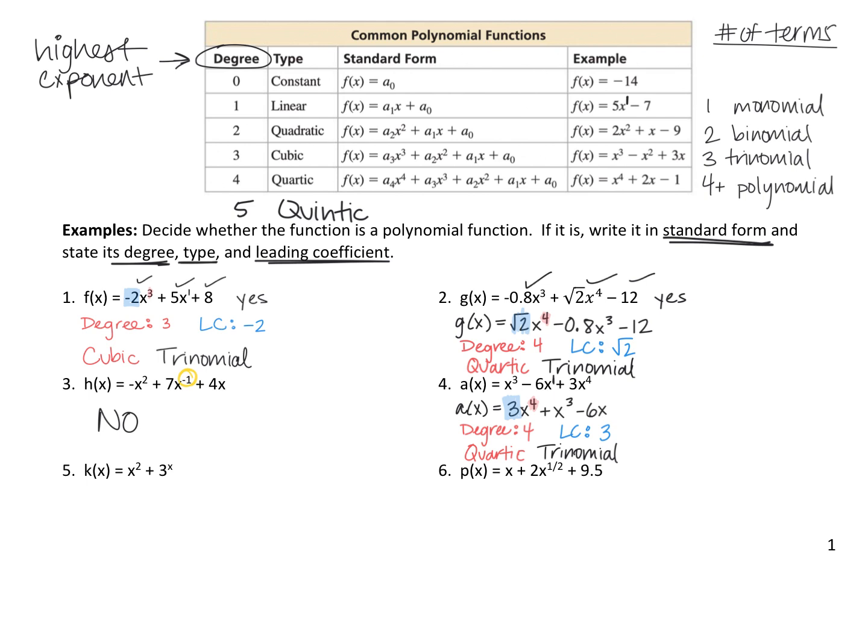Number 5 is not a polynomial because of this right here. While the first exponent is a 2, the second one is an x, and so that is not a whole number, it's a variable. No. Number 6, also not a polynomial because you have an exponent of 1/2 and it needs to be a whole number, so no.